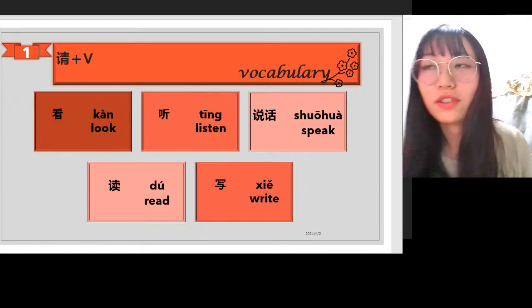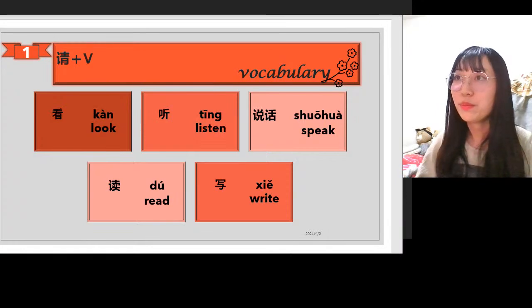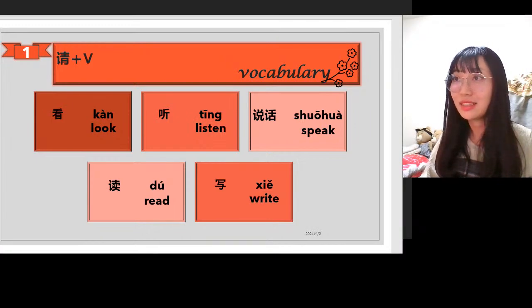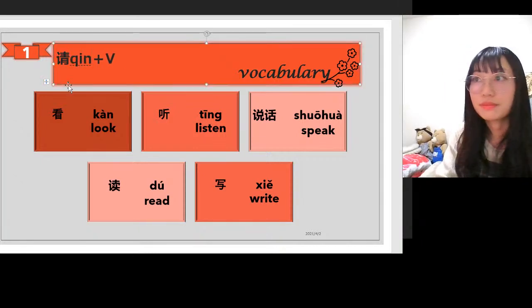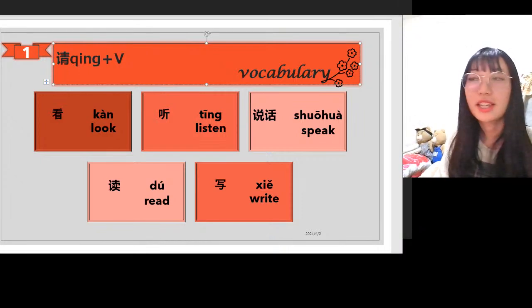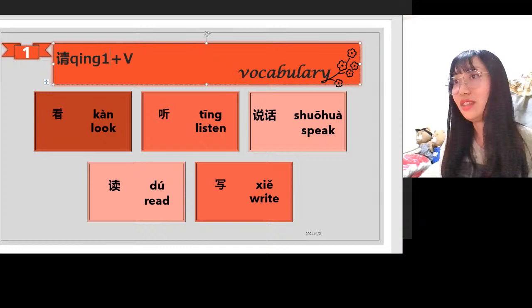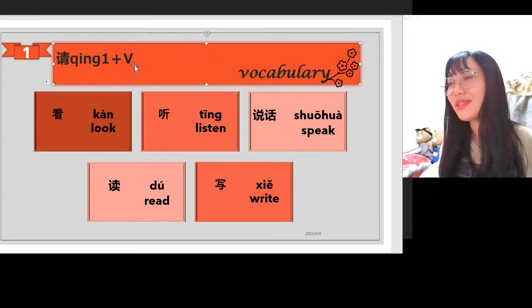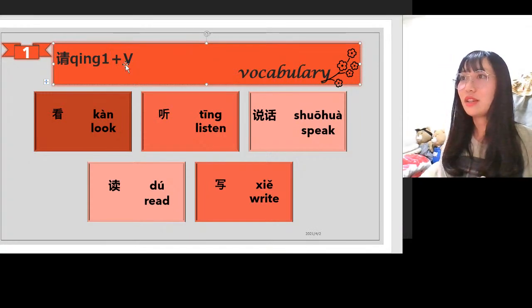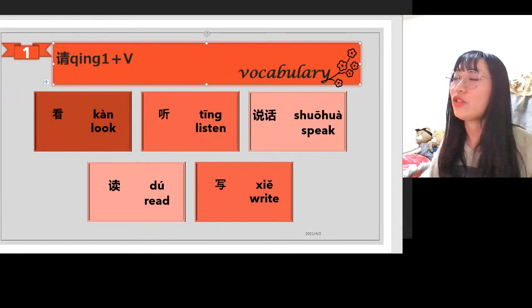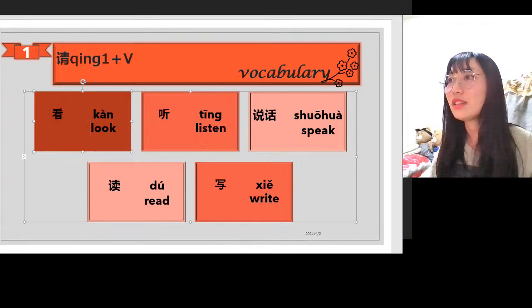So today we are going to learn very simple grammar. The first grammar is 请. This character is 请. The pronunciation is qǐng. 请 means please. So 请 plus a verb means please do something. Please do something. So the basic verb. Today we are going to learn these 5 basic verbs.